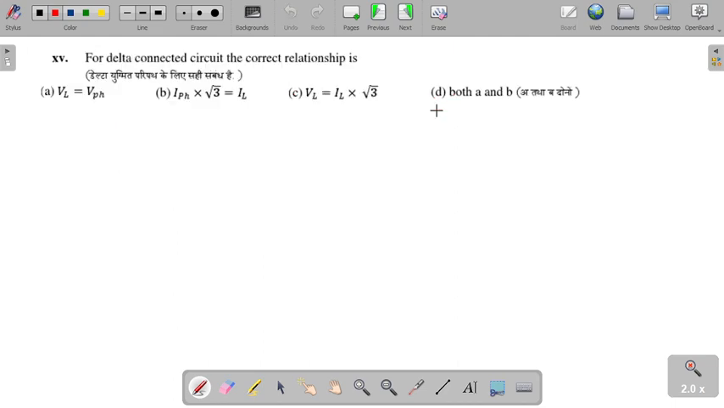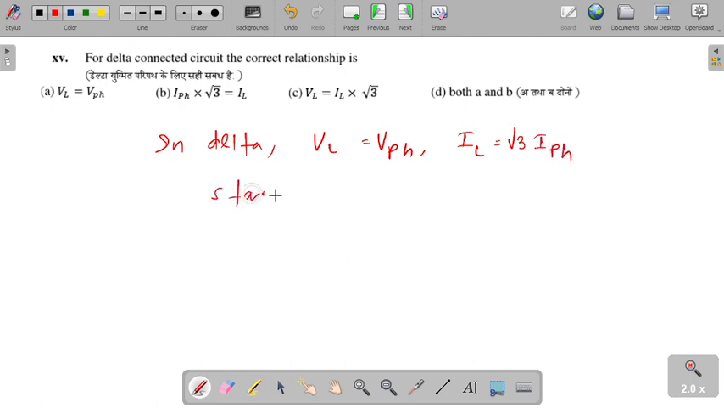For delta connected circuit, the correct relationship is, we know in case of delta, line voltage equal to phase voltage, and line current equal to root 3 times into phase current. In case of star, line voltage equal to root 3 times into phase voltage, and line current equal to phase current. So this is the difference between the delta and star connected circuit.